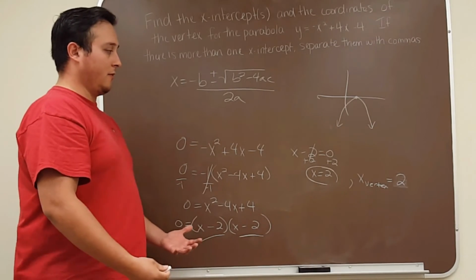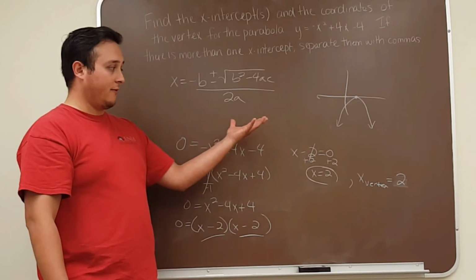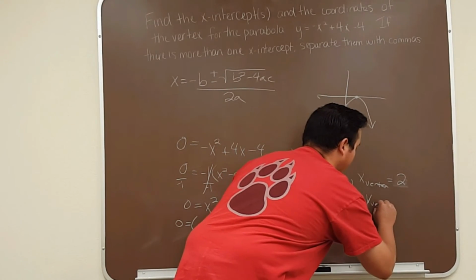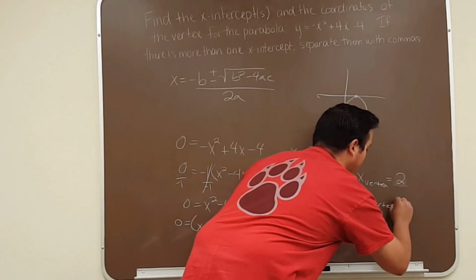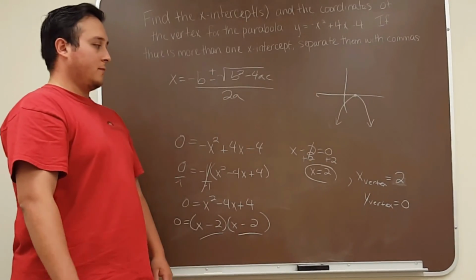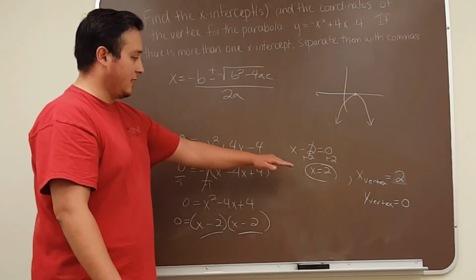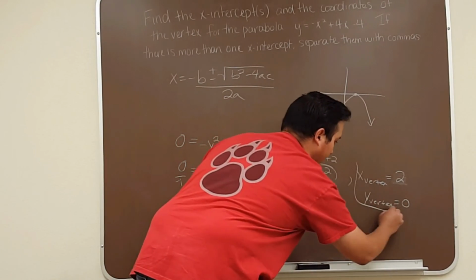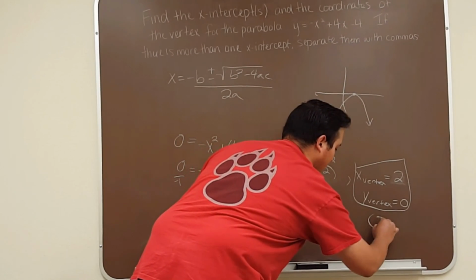Now the y value of our vertex, as you can see from this graph, is going to be 0. So your x-intercept would be 2, and the coordinates of your vertex would be 2, 0.